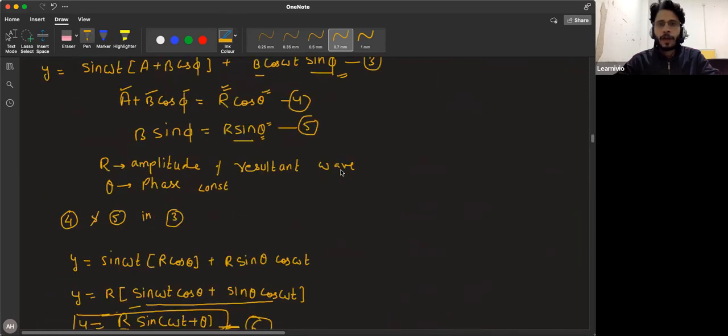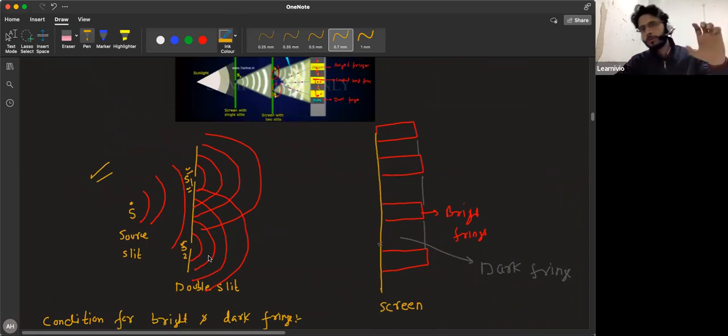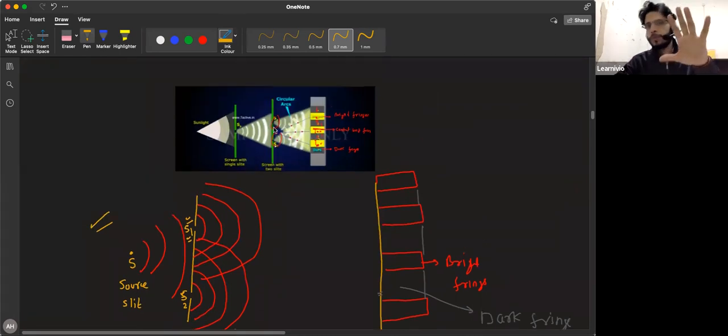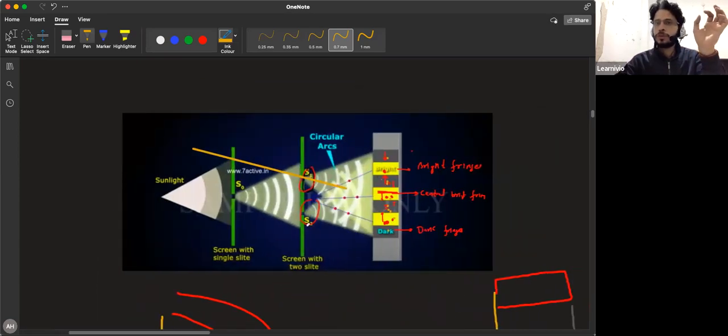See, up to now, we have calculated the fact that if these are two sources, the two light waves coming from these two sources will superimpose with each other, and after superposition they will form some fringes. So till now, we don't have the condition for which we will get bright and dark fringes. We just have the equation of the resultant wave, which is due to superposition of waves from these two sources.